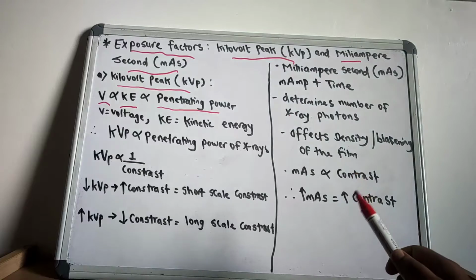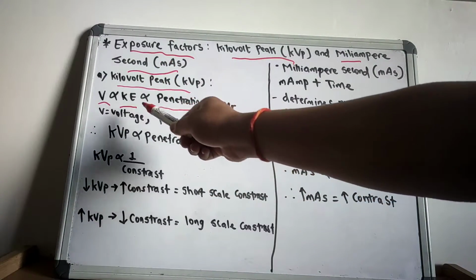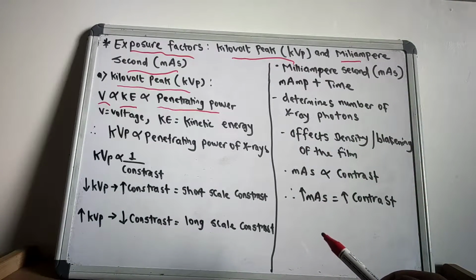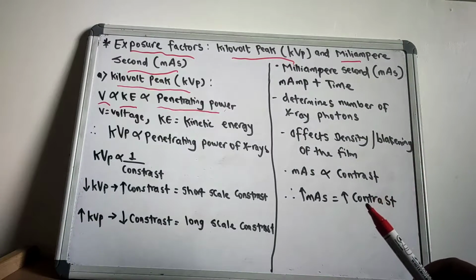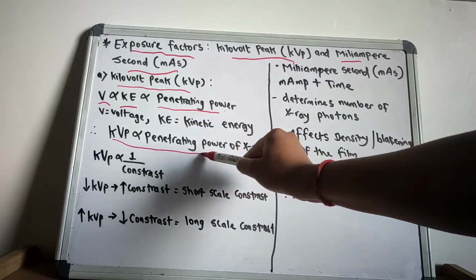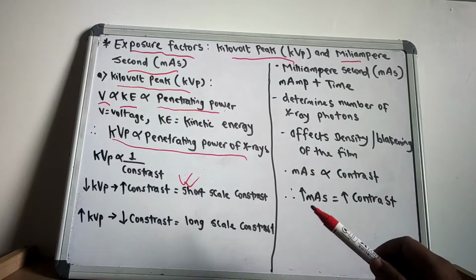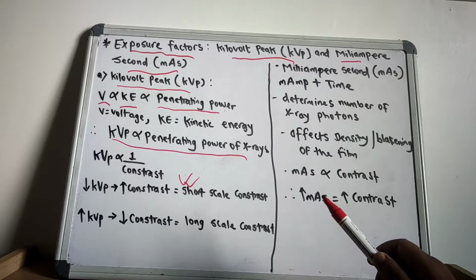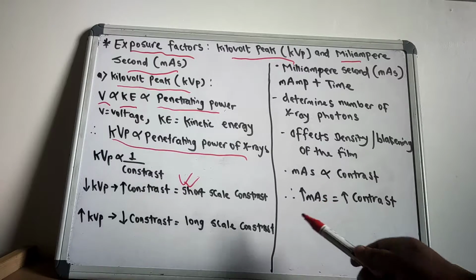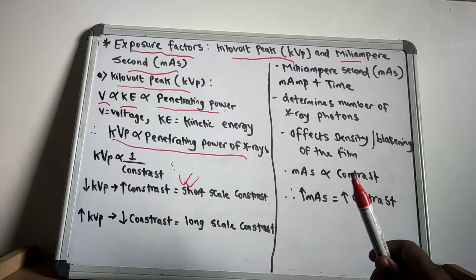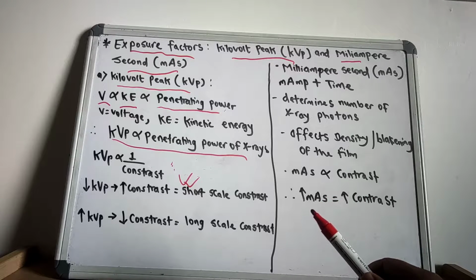The voltage applied across the cathode and anode is directly proportional to the kinetic energy of the photons striking the anode, and directly proportional to the penetrating power of the X-rays. The kilovolt peak also affects the radiographic contrast. The kilovolt peak is inversely proportional to the radiographic contrast. The higher the kilovolt peak, the lower the contrast, whereas if the kilovolt peak is low, then the contrast is high.